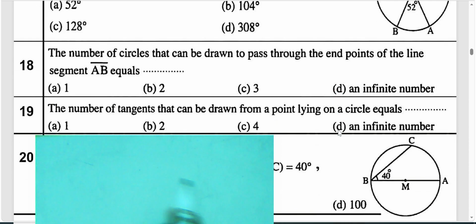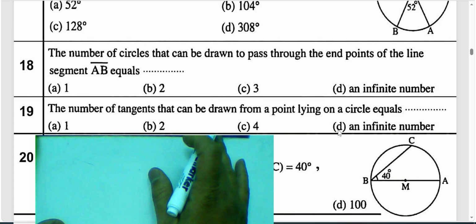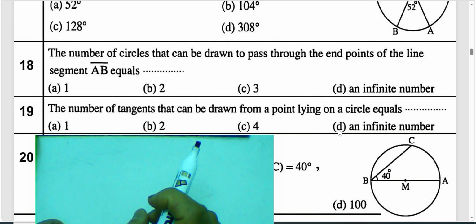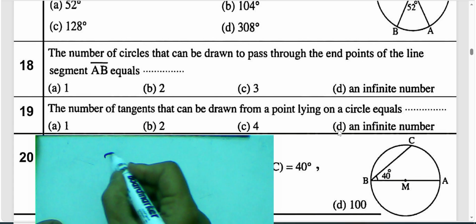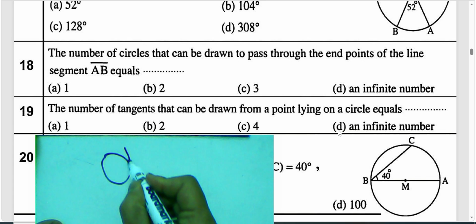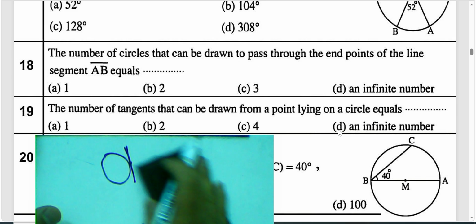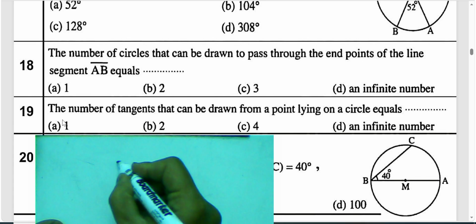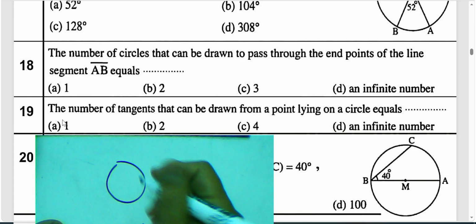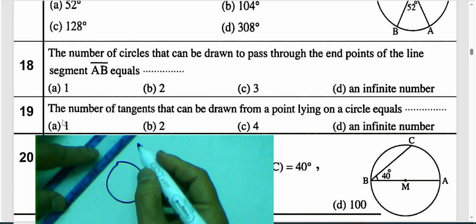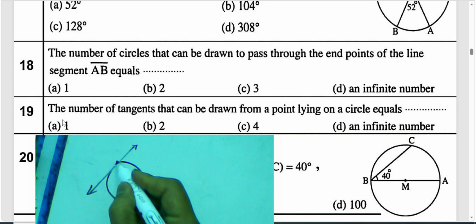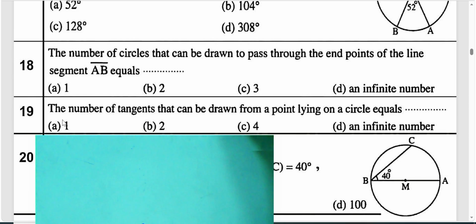The number of tangents that can be drawn from a point lying on a circle equals. He asked about the number of tangents that can be drawn from a point on a circle like this. If we have 1 point, only 1 tangent can pass through it. Okay, 1 tangent. Choose letter E. Again, understood? We have a circle like this. If we put a point here, I can draw 1 axis of symmetry and 1 tangent at this point. Okay, choose letter E.